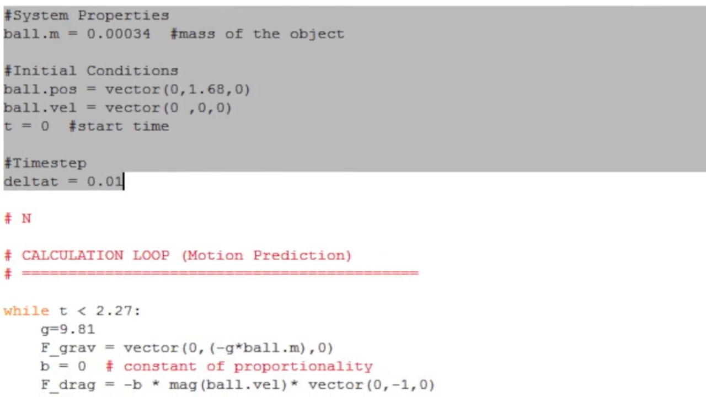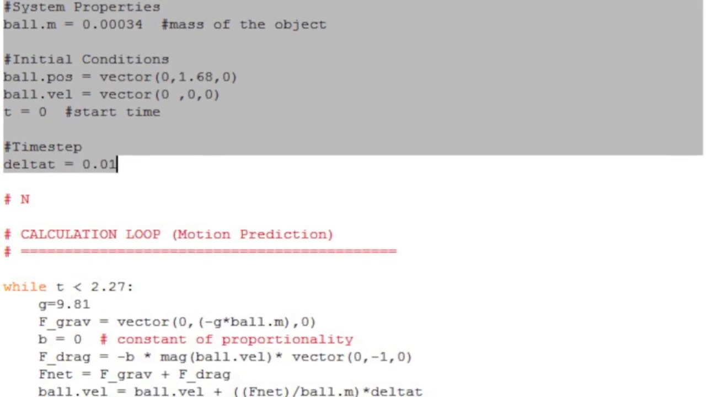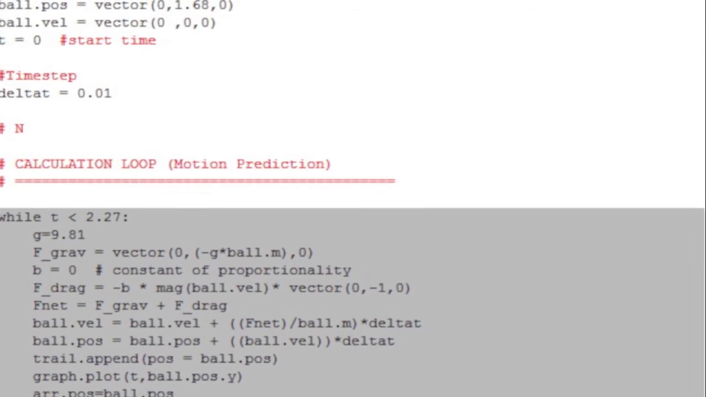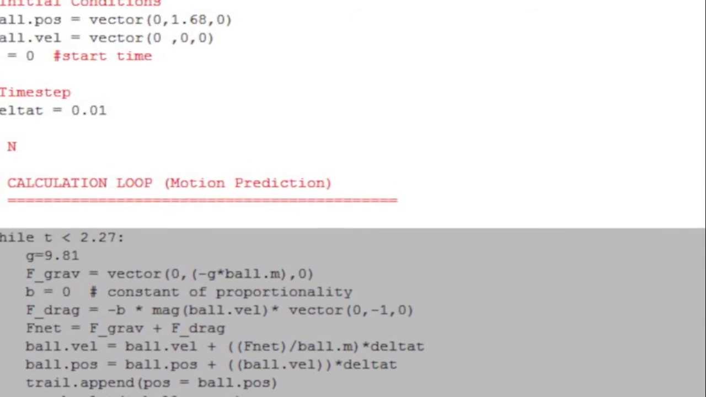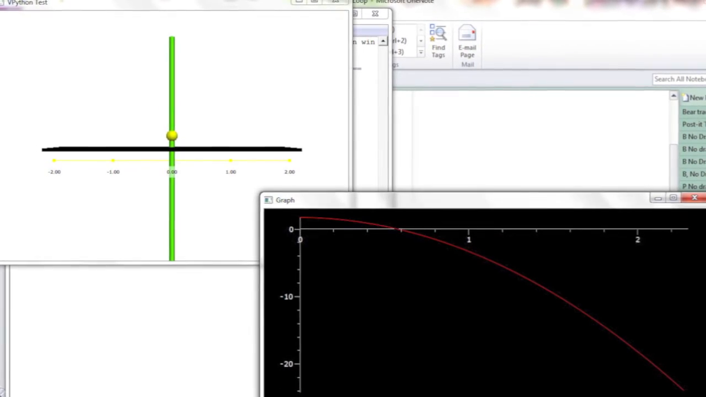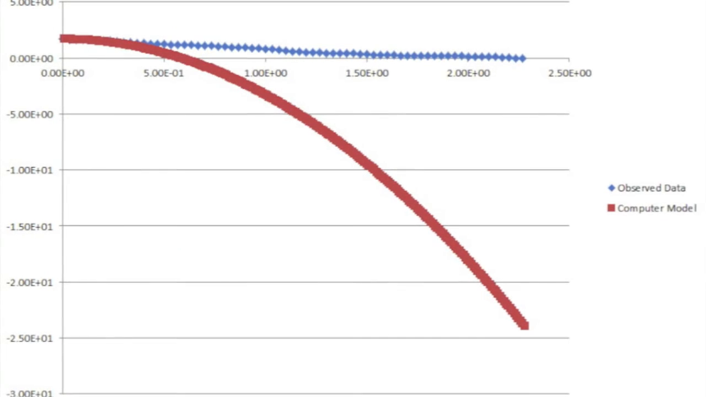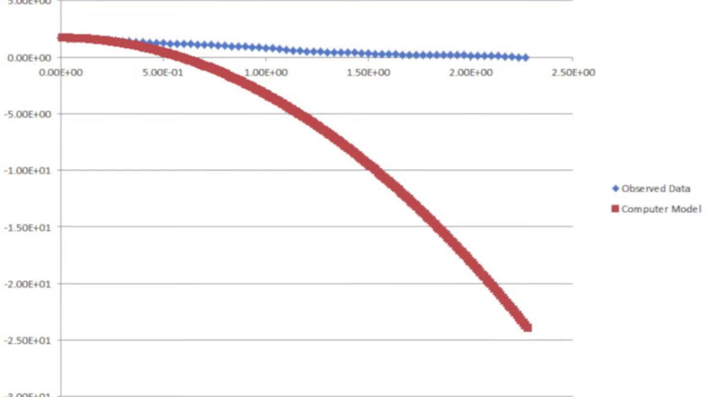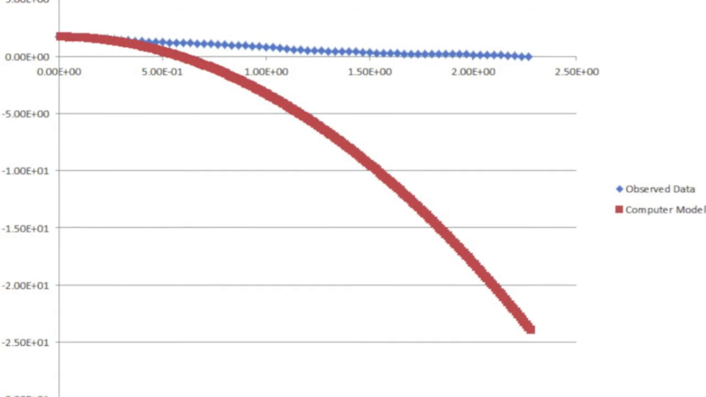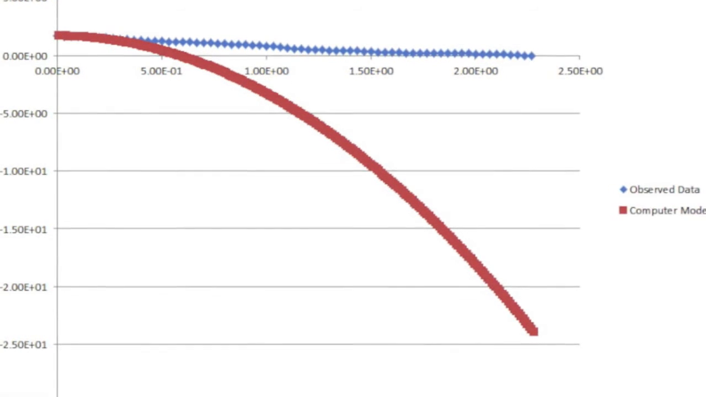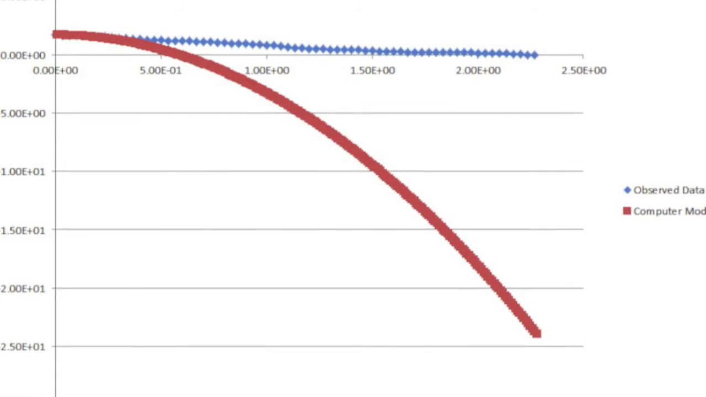I used the same model for my slow-falling object, changing only the initial conditions, delta t, and the total time. As you can see from the graph, a model using only the force of gravity was a bad fit for my slow-falling object. The model falls way faster than what I observed.